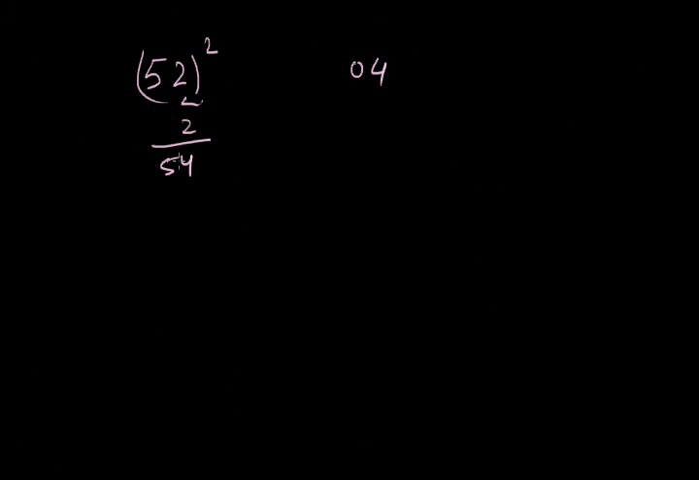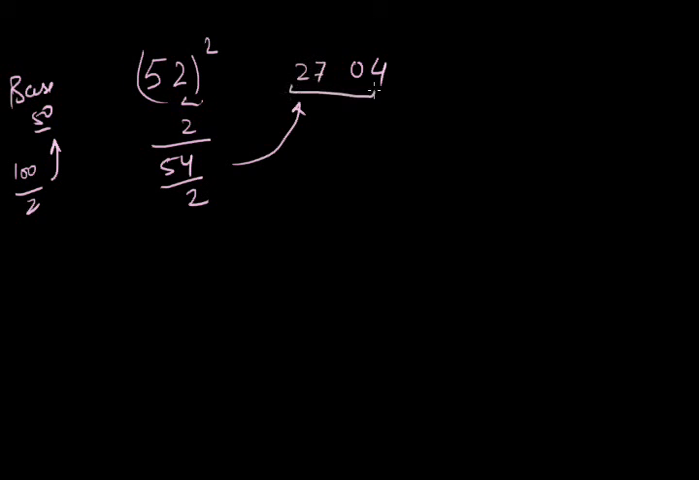Here we have to do one thing. Here the base is 50. The base was 100, and 100 by 2 is 50, right? So we need to divide it by 2 to make it base 50. That 54 divided by 2 is 27. 2704 is the answer for this equation, right?